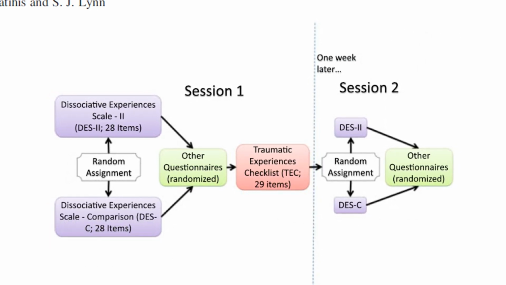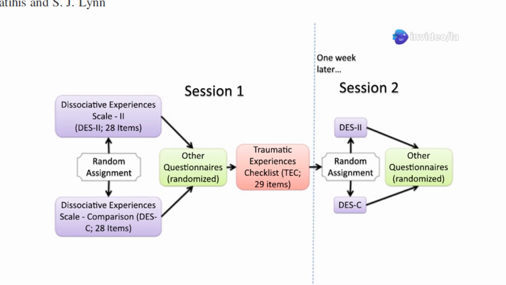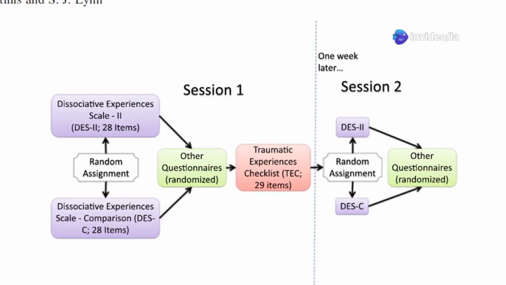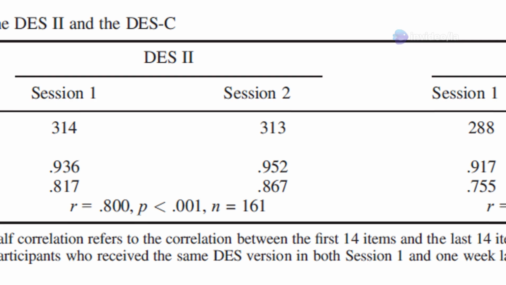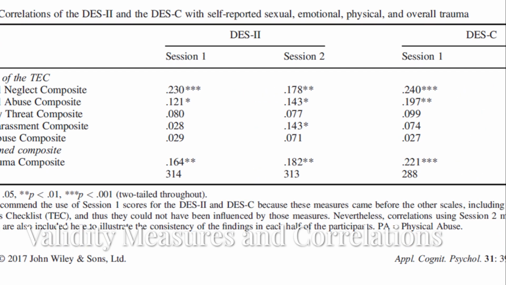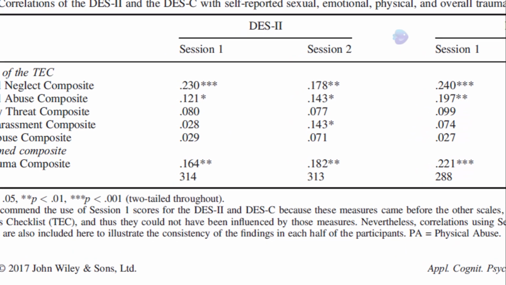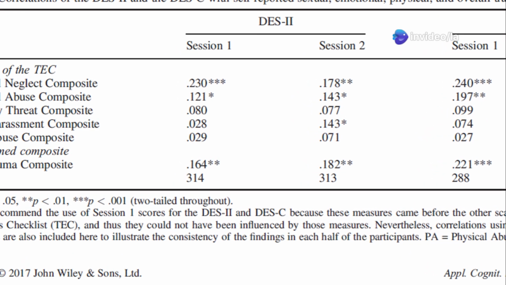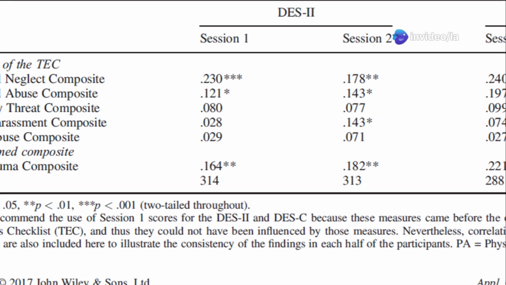The Patihis and Lynn 2017 study indeed found that the DES2 and the DSC had about equal psychometric properties, thus confirming the idea that Dalenberg et al. 2012 should not have excluded studies using the DSC. But the study also revealed that the validity measures, for example the correlation between trauma and dissociation, were remarkably low.